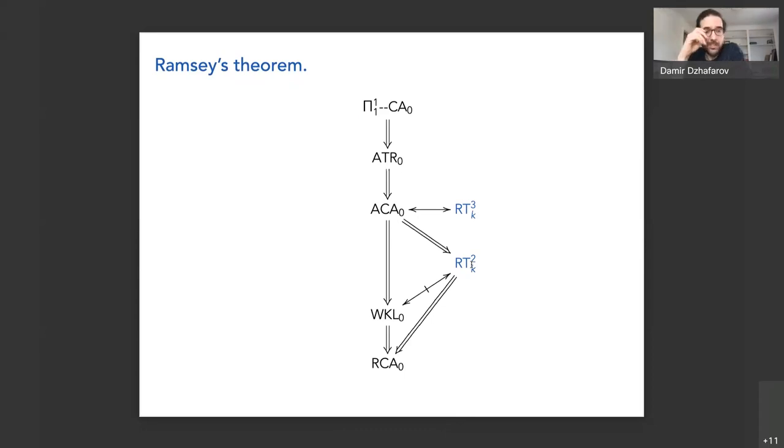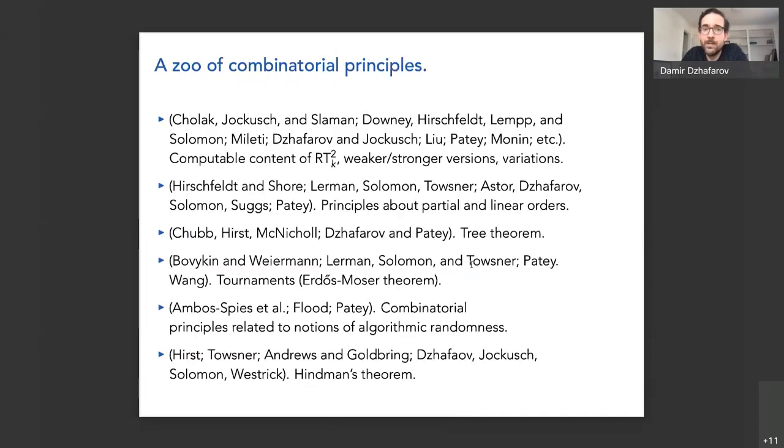In an attempt to understand this question, people have looked at all kinds of other combinatorial principles, and it is interesting that largely all of these things came from combinatorics. This is a small slide of various things folks have looked at. Various aspects of the computable content of Ramsey's theorem for pairs, weaker and stronger versions, and of course variations of various types. There has been work on principles about partial and linear orders, so Dilworth's theorem, which is a consequence of Ramsey's theorem, and tree theorems. There's Milliken's tree theorem, which is a strong form of Ramsey's theorem, but also weaker forms of tree theorems. There are tournament principles, the so-called Erdős-Moser theorem. Again, this is a consequence of Ramsey's theorem.